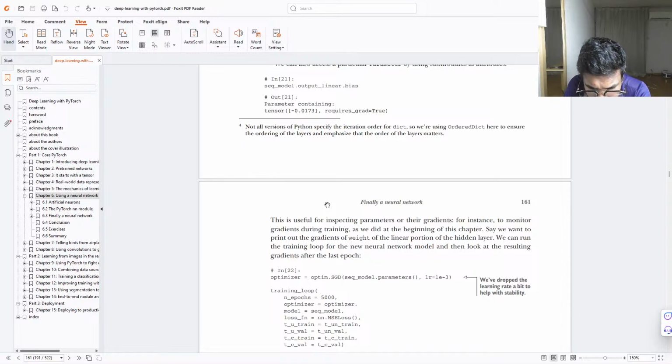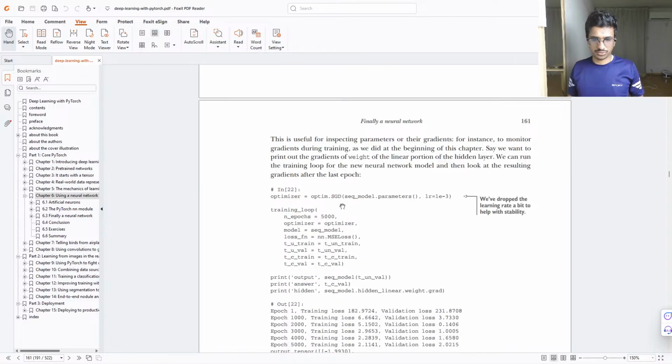Okay. This is useful for inspecting parameters or their gradients, for instance, to monitor gradients during training, as we did at the beginning of this chapter. Say we want to print out the gradients of the weight of the linear portion of the hidden layer, we can run the training loop for the new neural network model and then look at the resulting gradients after the last epoch.